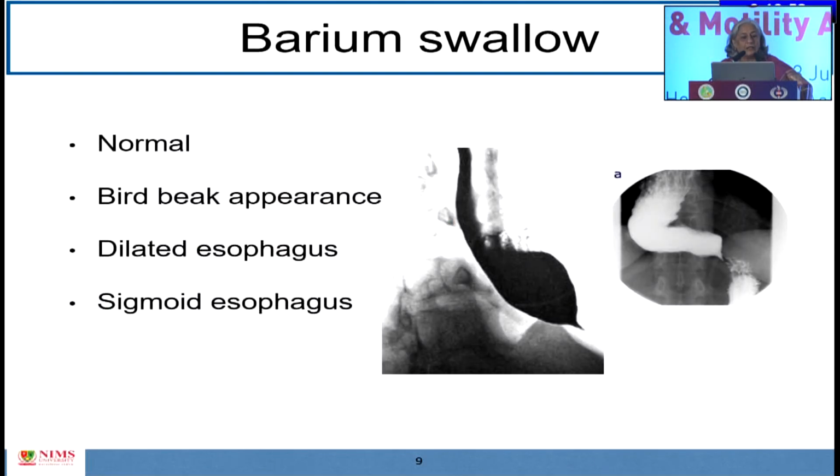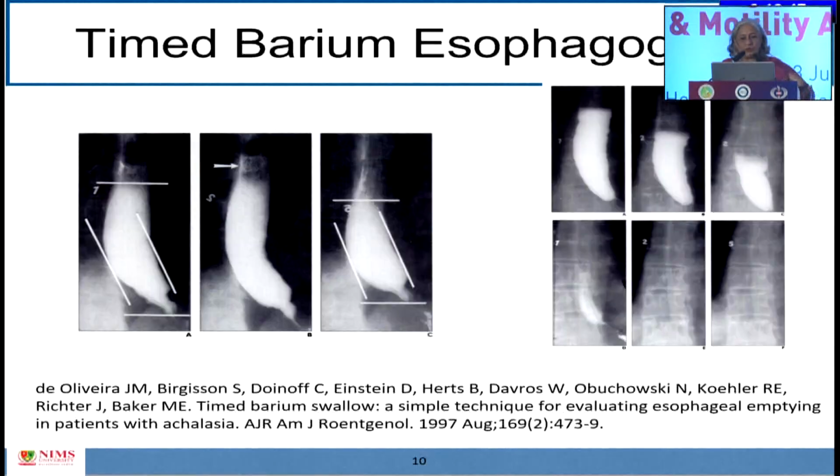However, if you do a barium swallow in most of these patients, you will get a sigmoid esophagus. In some of these patients, you might get a normal barium swallow as well. So in some patients where the IRP is normal, what do you do? That is the thing that Chicago 4 has introduced. If the IRP is normal, do a timed barium esophagogram.